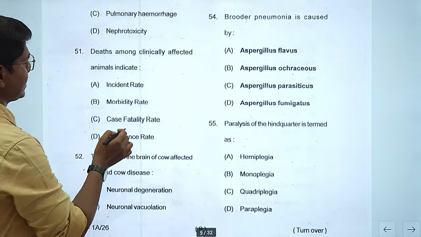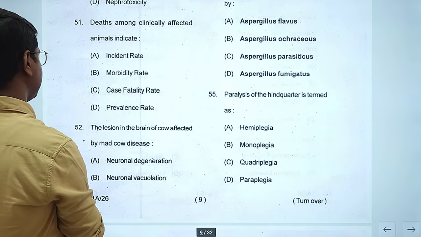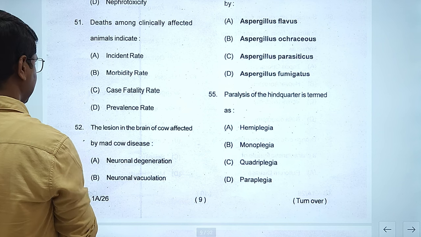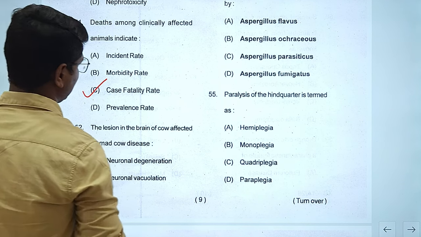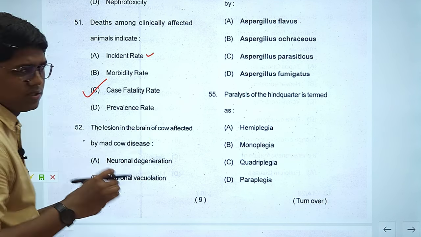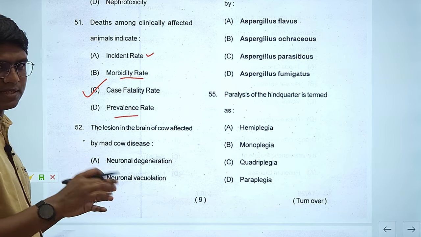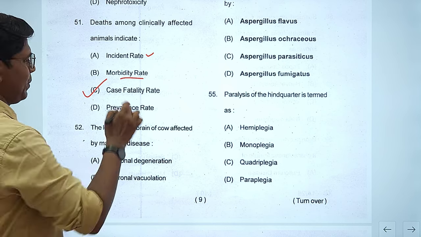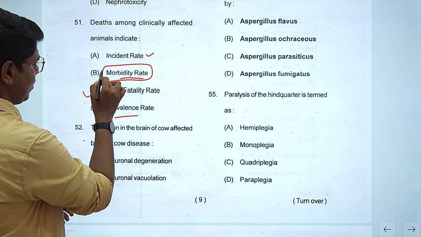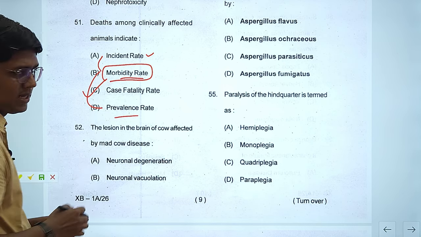Next question. Deaths among clinically affected animals indicate the case fatality rate. Incidence rate basically denotes new cases. Morbidity and prevalence basically denote existing cases. Morbidity rate is a broad term under which the incidence rate and prevalence rate come.